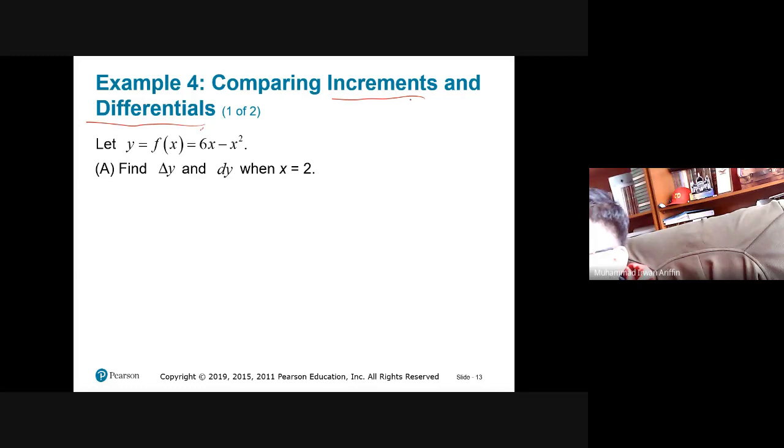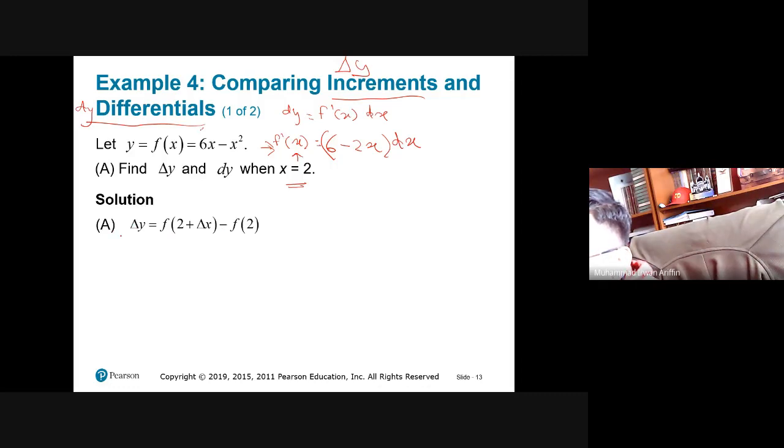So let's say we want to compare the increments and differentials, delta y and dy. We want to compare these two. Let's say we have this function, 6x minus x squared. So we want to find delta y and dy. How do we find dy, as previously, it equals f prime of x multiplied by dx. So how do we find f prime of x? From this example, f prime of x equals 6 minus 2x. And now we have x equals 2. So we substitute this. Okay, so don't forget dx.